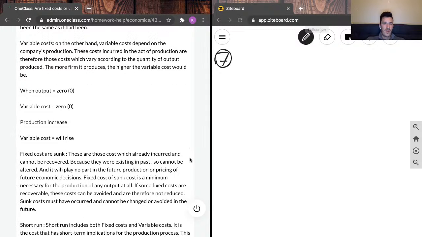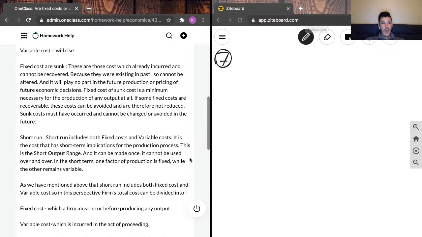So an example might be if you pay your employees commission, if their entire salary is commission and they don't sell anything, you don't have to pay them any money. But if they sell a lot of product, then your costs are going to rise as the output rises.